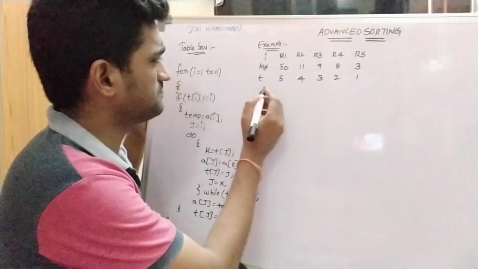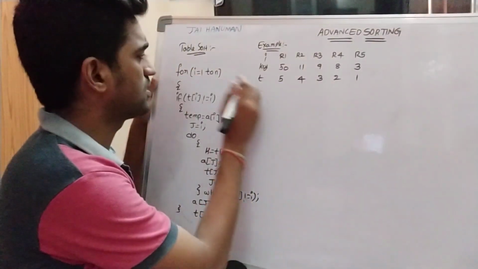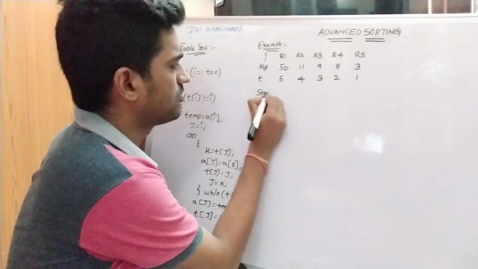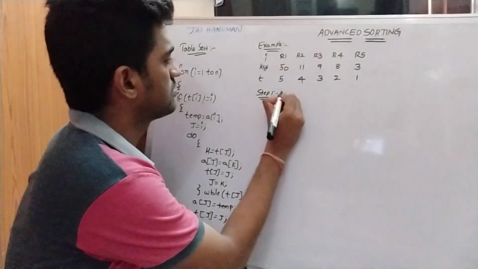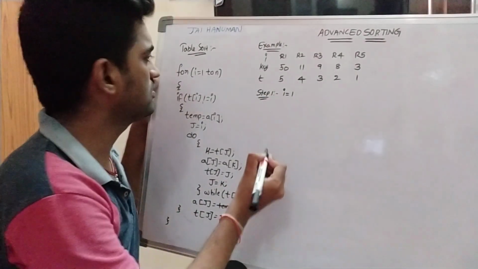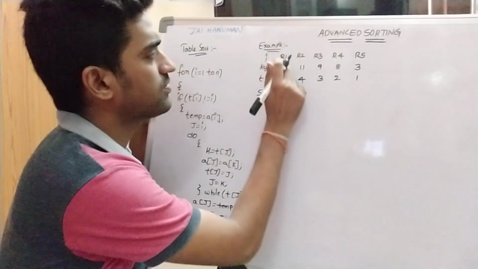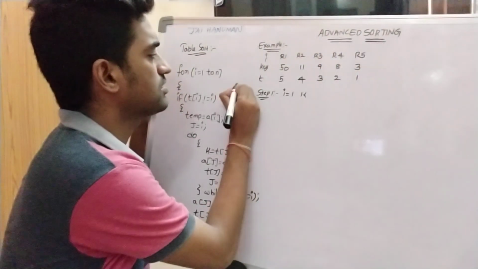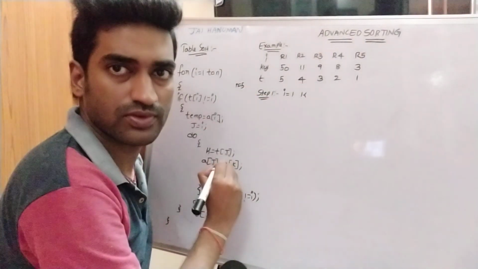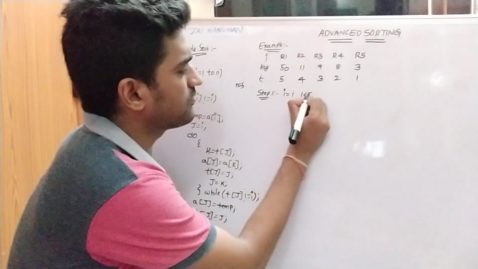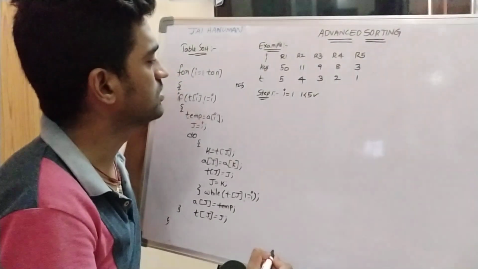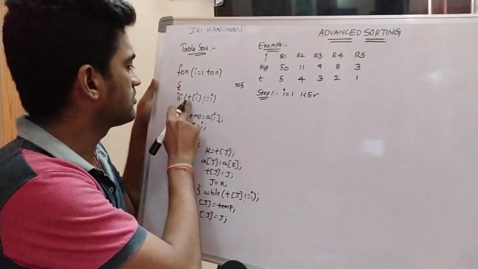So here, the I value starts from 1. Step 1: I is equal to 1, I less than n. What is the n value? 1, 2, 3, 4, 5, so 5 records are there, and n is equal to 5. So 1 less than 5, the condition is true. Then we are checking this condition.